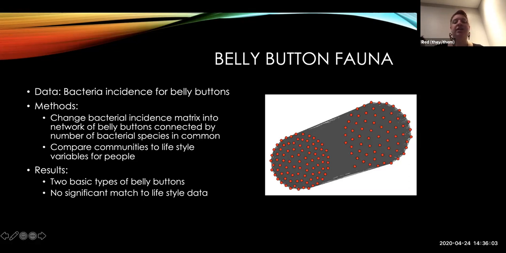And I then compared communities to some lifestyle variables about people. I found that community detection always split the belly buttons into two groups, but I couldn't find a significant match to lifestyle data. I did find a little bit of correlation between specific bacterial species and whether people had a dog, but not any significant match to lifestyle data, including gender, which I like to say, belly buttons don't care.